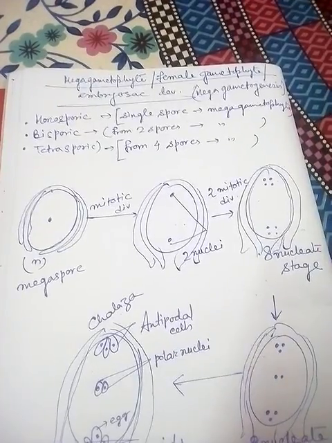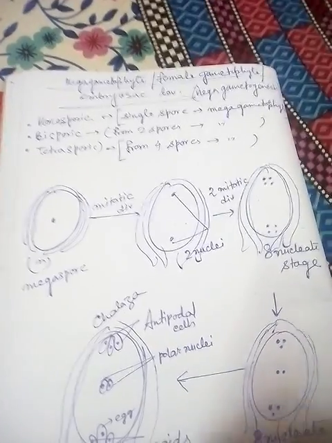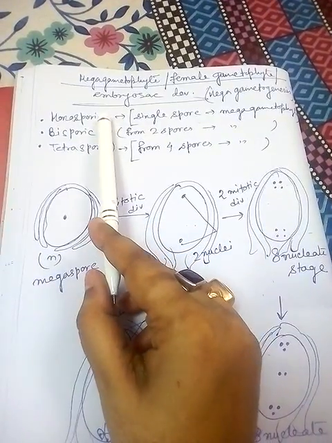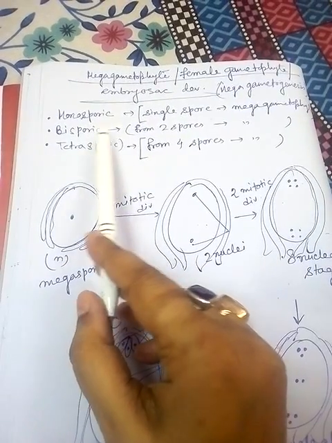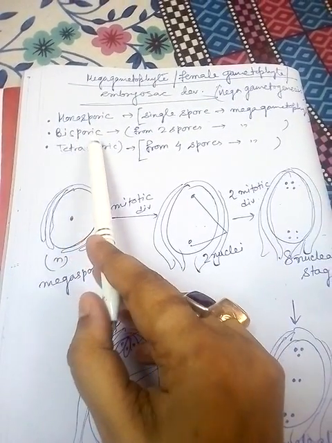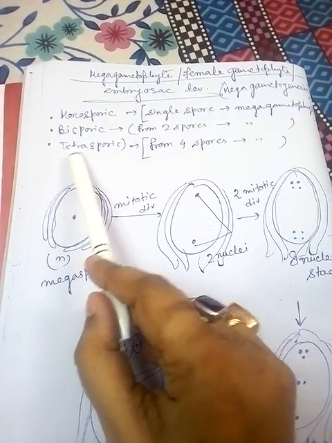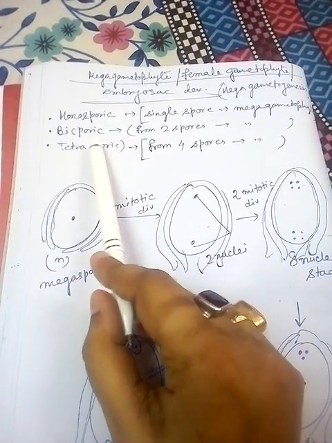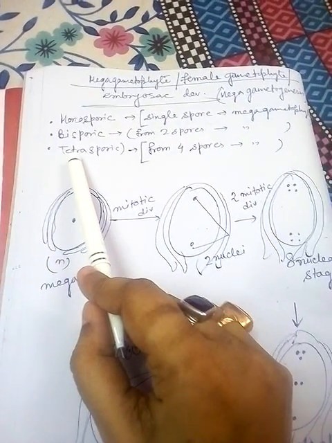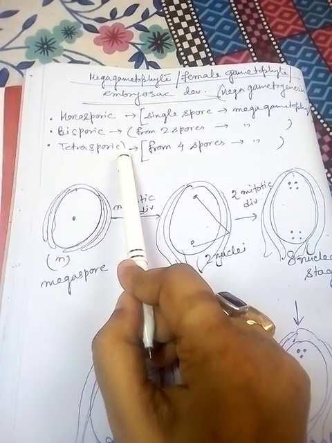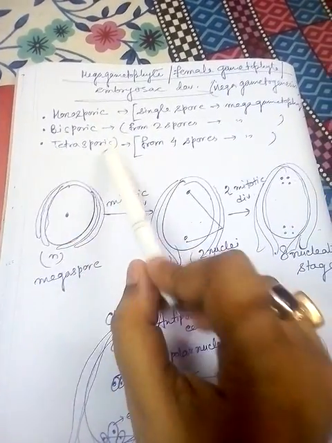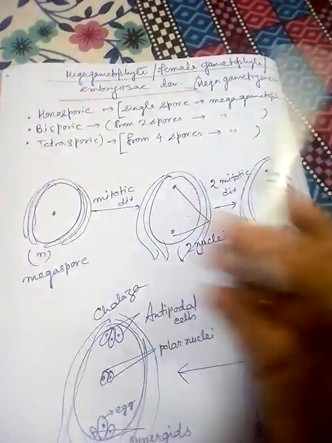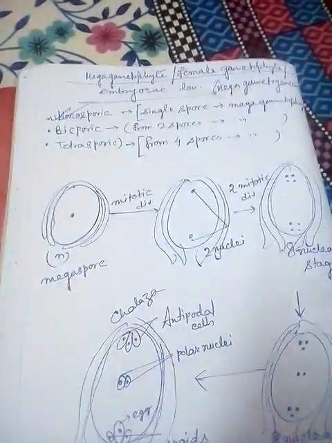From a single megaspore, a megagametophyte can be developed. This is known as monosporic megagametophyte development. From two megaspores, a megagametophyte will be developed, and this is known as bisporic megagametophyte development. But in some species, from four matured megaspores, megagametophyte development takes place. This is known as tetrasporic megagametophyte development, and these types vary from species to species. Today I will discuss monosporic megagametophyte development. It is the most common case.